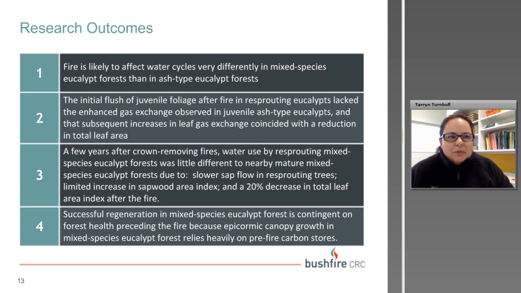But because we found that the leaves that were produced during the first year after fire had a greater respiration rate and a reduced photosynthetic rate, we say that successful regeneration may depend on the health of the forest before the fire.